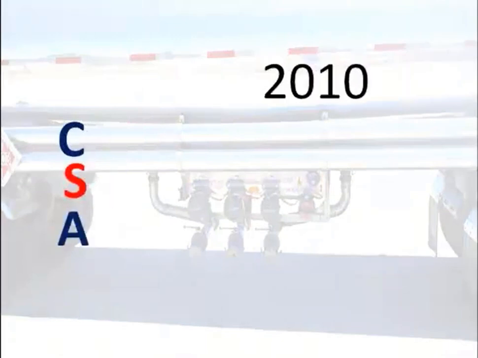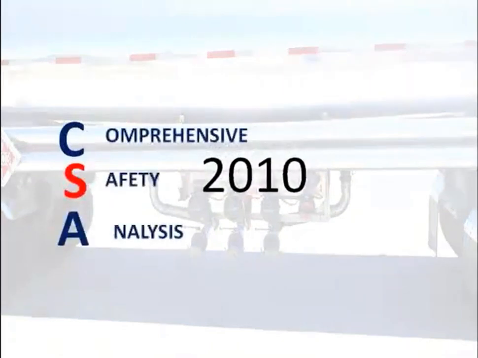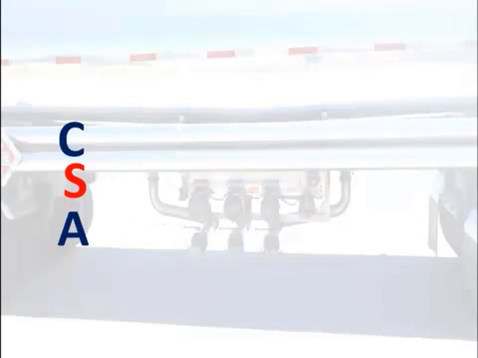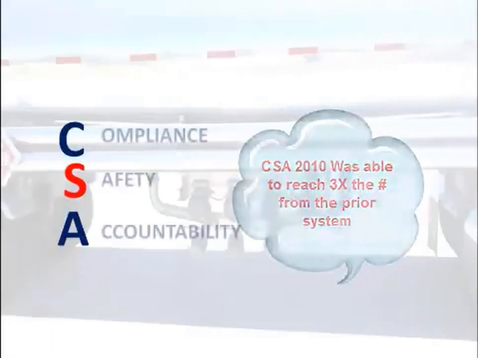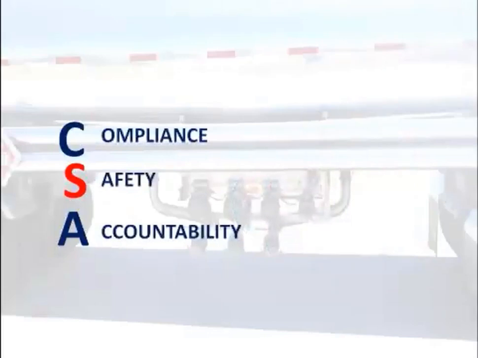The CSA started as the Comprehensive Safety Analysis of 2010 and was rolled out to several states to test the operation system. Initial results showed that the CSA 2010 was able to reach 3 times the number of carriers from the prior system. Today the name CSA 2010 has been changed to simply CSA, or Compliance, Safety, Accountability.